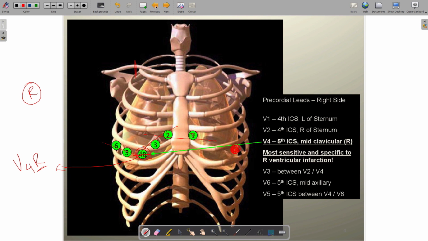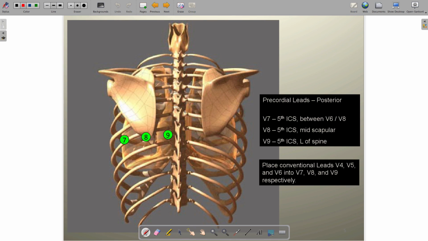All right, last but not least, I just want you to be familiar with the fact that if you take a straight line at the 5th intercostal space, you can create what's known as a posterior EKG. And the posterior EKG, as you can imagine, looks at the back wall of the heart. So V8 goes mid-scapular. V9 goes in a straight line between mid-scapular and the spine. And V7 goes between mid-axillary, where V6 was, and V8.